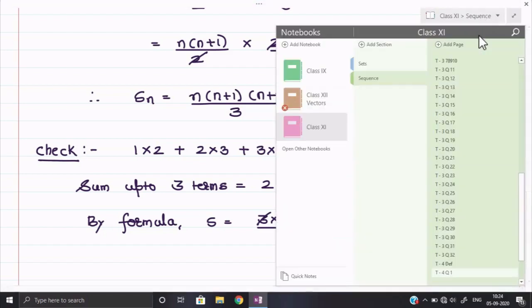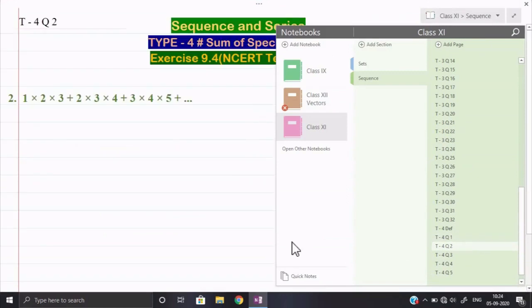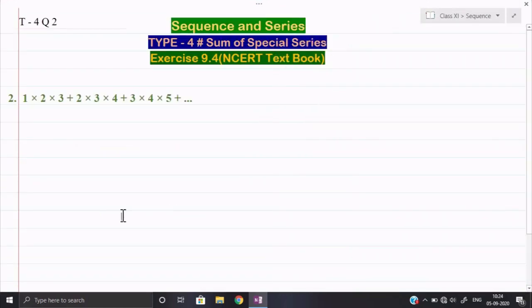Question number 2. See, the second question is given to us. First, I will find out the nth term of the given sequence. So here we shall write down the nth term of the given sequence is equal to, we shall mention first the nth term of the first term. So nth term of 1.